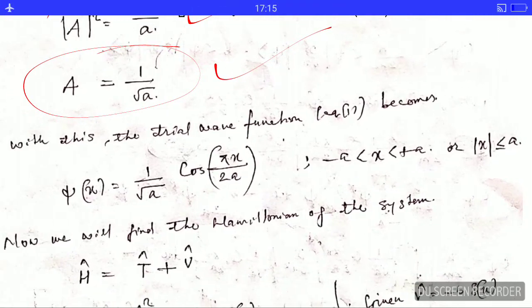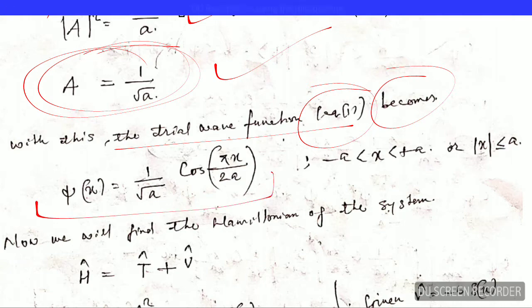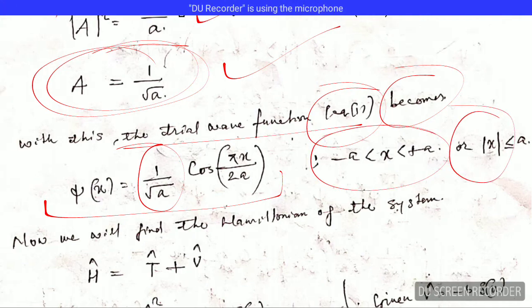Now with this value of a, the trial wave function, that is equation number 1, will become like this. So this will be the now trial wave function. This is the value of a which is substituted, and this is defined only for this value of x, or you can write it like this also.